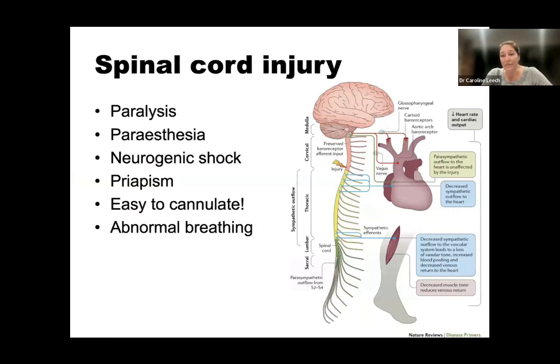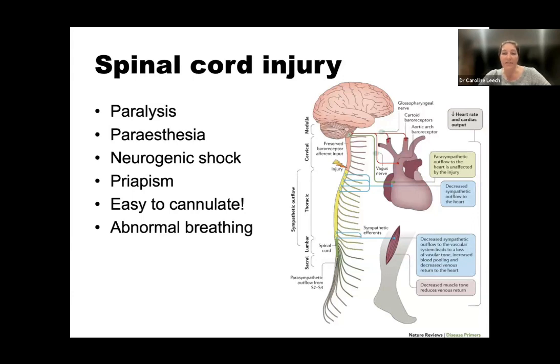So spinal cord injury can cause a number of symptoms and signs. So paralysis is obviously the most important one for us to be able to triage and diagnose a patient. Reduced sensation may also be present. Neurogenic shock, so that is where you have a loss of the sympathetic tone, so you have a bradycardia and a hypotension. Priapism, so you have a partial erection if you're a male patient.